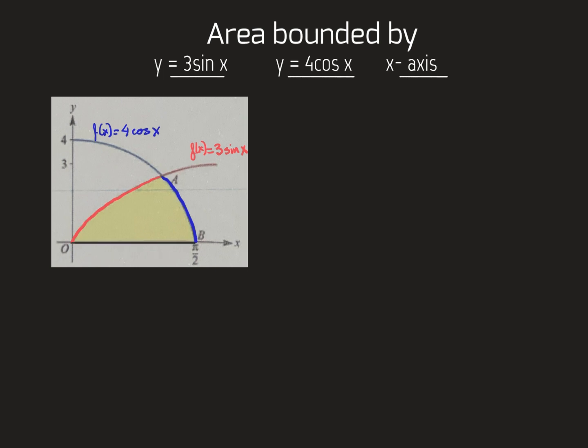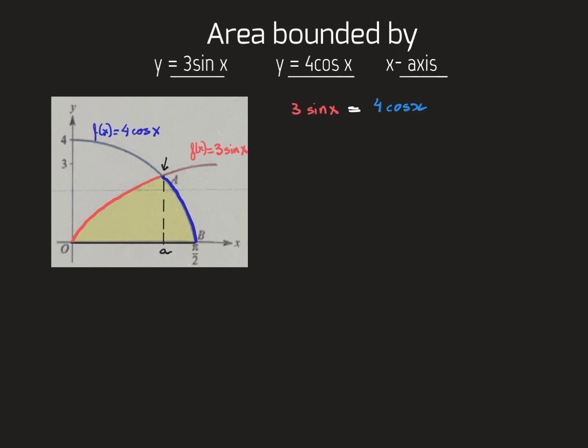So to calculate this area, we're going to have to do it in two sections. And the sections could be split at A, where the two functions meet together at the intersection. And to find out what A is, we'll need to equate those two functions so we can find the intersection.